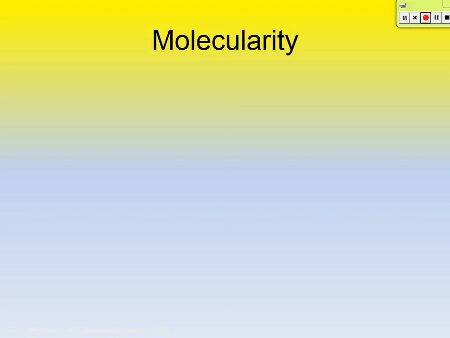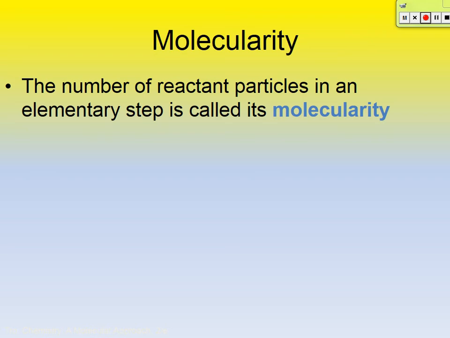There's this word here, it's called molecularity. Let's talk about what it means for a second. Molecularity: the number of reactant particles in an elementary step is called its molecularity. So again, we're going to look at these individual steps of the mechanism, called the elementary steps, and we're just going to count the number of reacting particles.